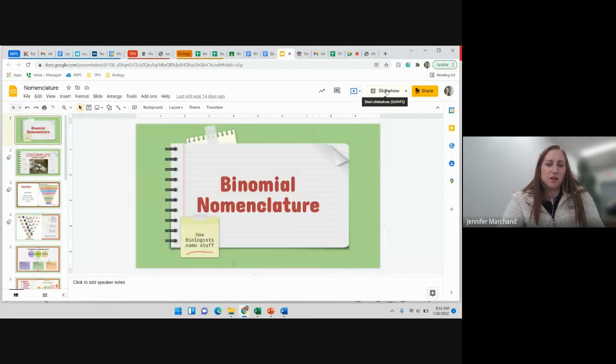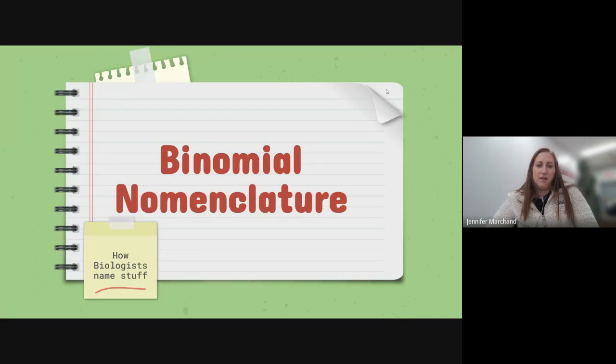So we are talking about, again, binomial nomenclature. What is binomial nomenclature? What does that mean? Binomial nomenclature is, as it says here on this little sticky note, how biologists name things. They give it a specific name. Well, it already has a name, like a dog has a name. It's called a dog. Why do we need to name it something else?